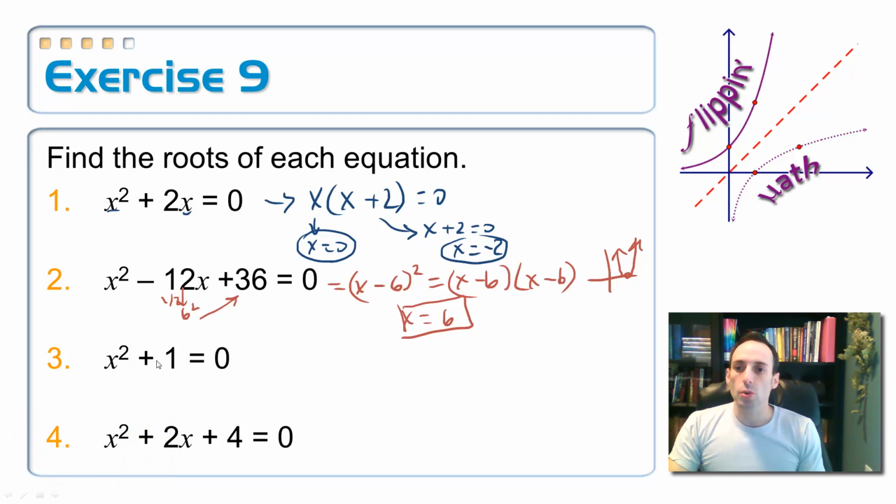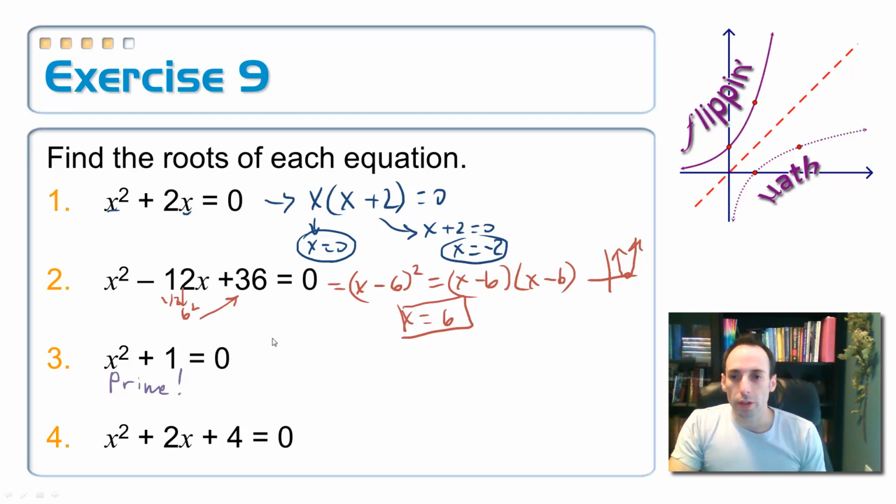Okay, how about x squared plus 1 equals 0? I'm going to try to factor that thing. X squared plus 1, alright, it's a binomial. Let's see, there's no GCF. Oh, this is the sum of two squares. Oh, but wait, the sum of two squares, that's prime. You can't factor this. It's prime.